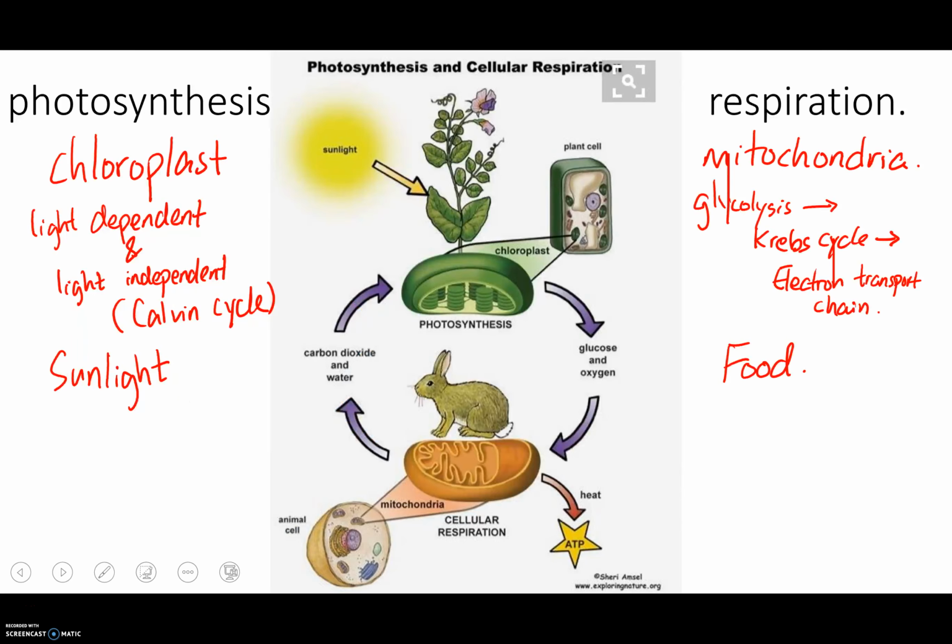And of course, just like I mentioned already, their reactants and products are different and opposite. For photosynthesis, the reactants are carbon dioxide and water, and what they produce is glucose and oxygen. For cellular respiration, what they take in is glucose and oxygen, and they produce carbon dioxide and water.